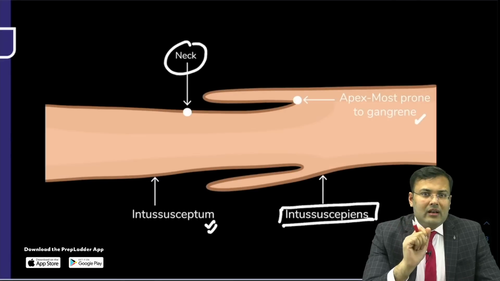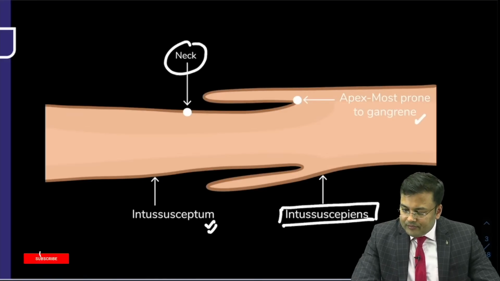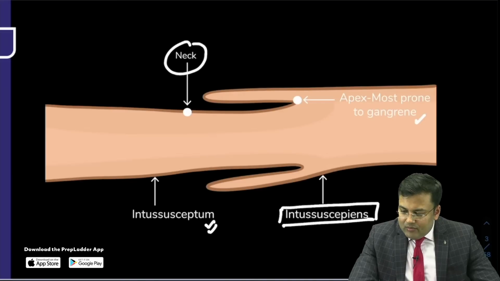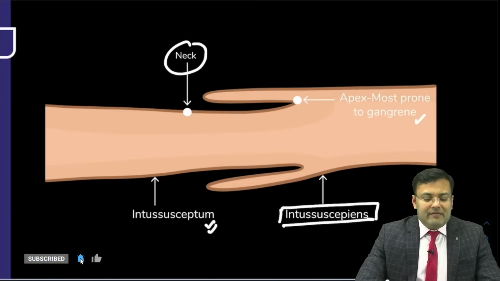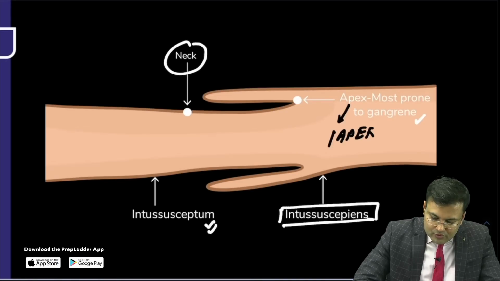Now question for you all, which part of intussusception is most prone to gangrene? Tell me, I'm waiting for your answer. Yes, you are correct, everybody is correct, almost everybody. It's not neck. So most prone to gangrene, this is apex. Apex is most prone to gangrene.